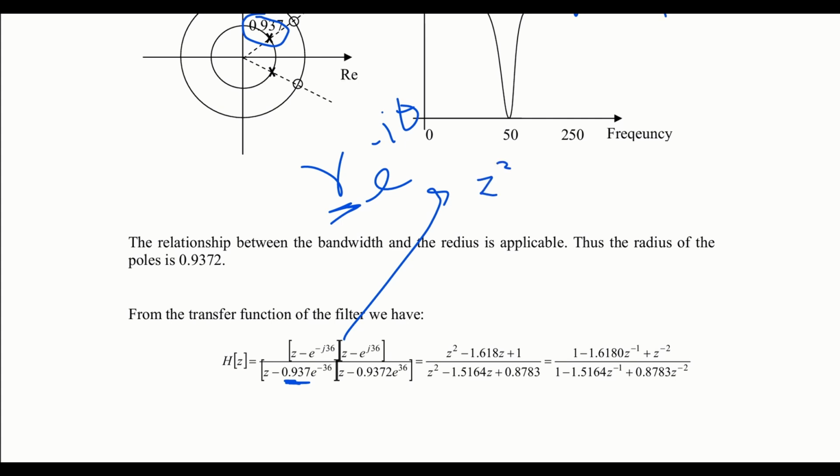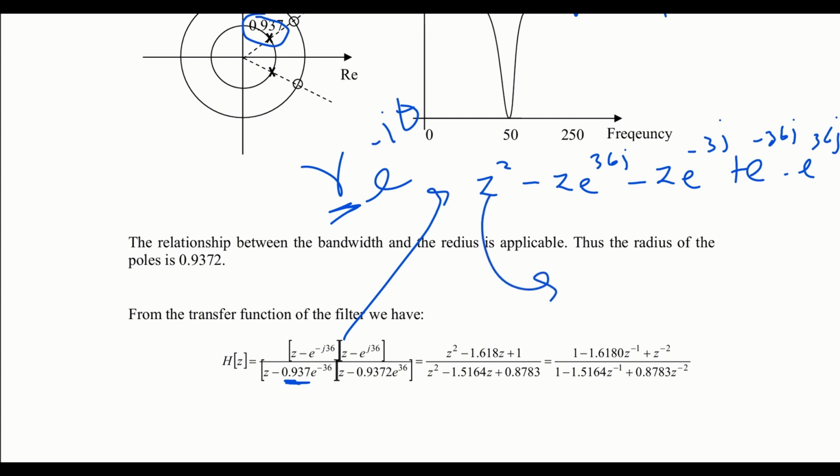z squared minus z multiplying e raised to the power positive 36 j, minus z multiplying e raised to the power minus 36 j, plus e raised to the power minus 36 j times e raised to the power positive 36 j. Yes, and now this becomes an expression you can simplify. So you can get z squared on the outside.